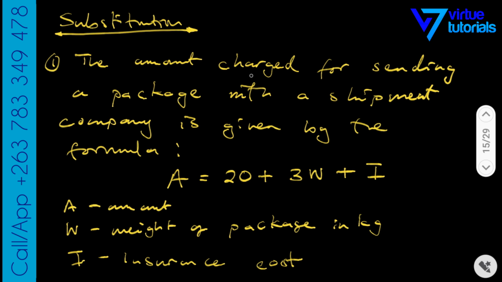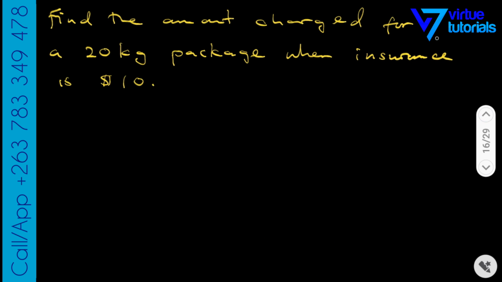Here's our first example. The amount charged for sending a package with a shipment company is given by the formula A is equal to 20 plus 3W plus I, where A is the amount charged, W is the weight of the package in kilograms, and I is the insurance cost. So A is equal to 20 plus 3W plus I, right? Find the amount charged for a 20 kg package when insurance is 10.